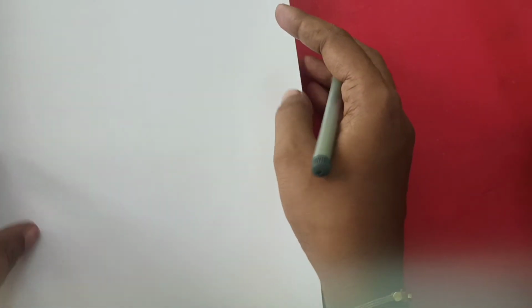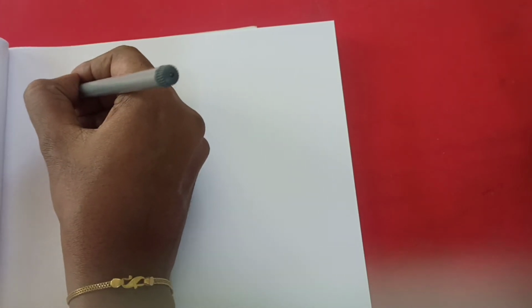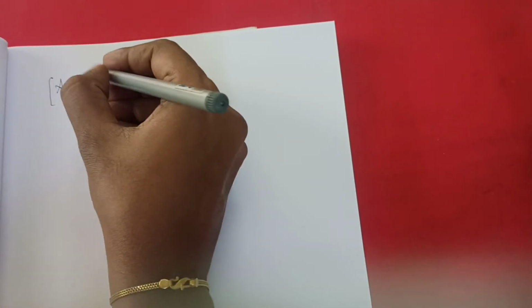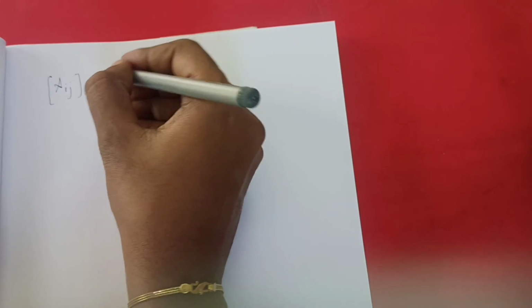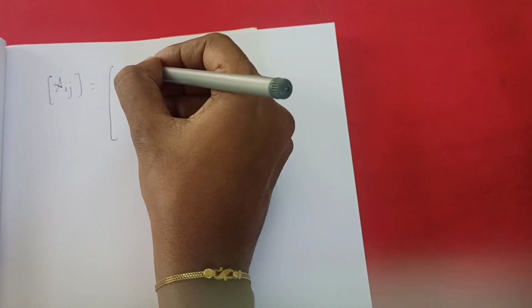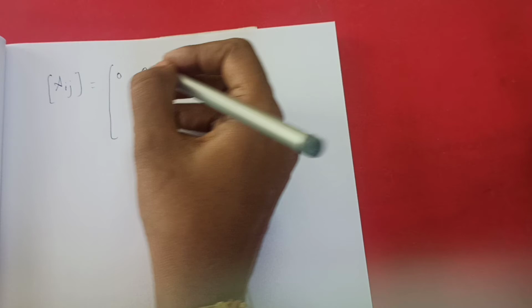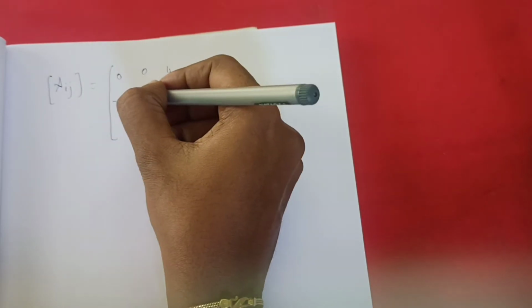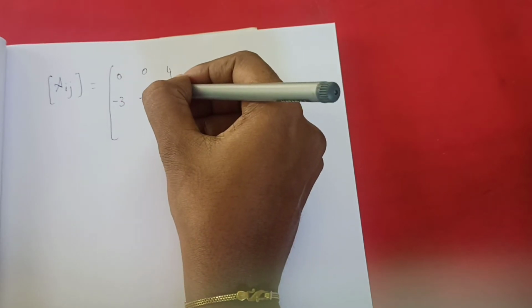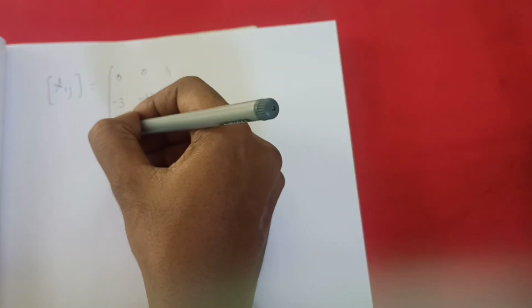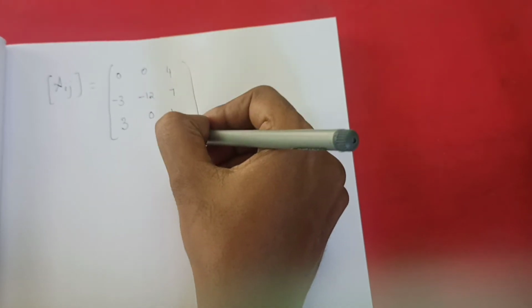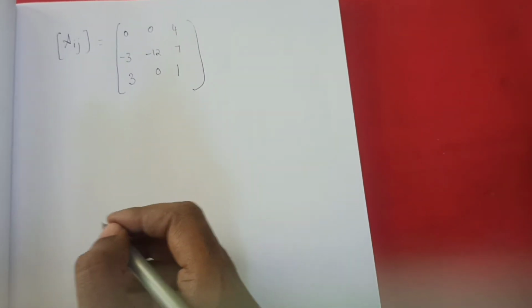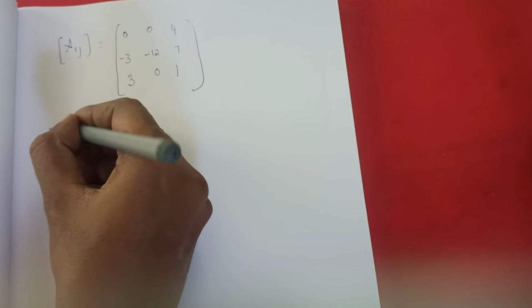Now you can arrange all the cofactors into the cofactor matrix. Okay. First we are going to write the cofactor matrix. So this is not the adjoint. This is the cofactor, so the meaning is Aij. We will denote it like this. This is the cofactor matrix, which is equal to: the first row is 0, 0, 4. Then A21, what's the element? Minus 3. A22, minus 12. A23, 7. Next row, 3, 0, 1. So this is the answer. Now you have found the cofactor matrix. So what is the meaning of Aij?